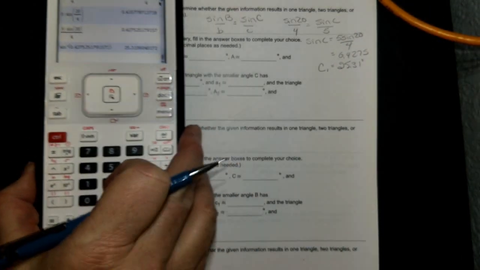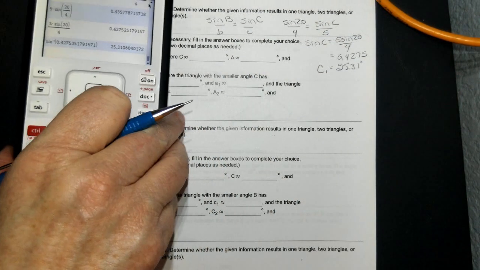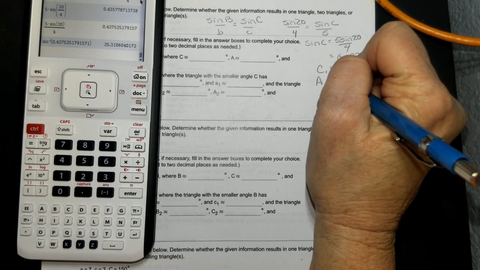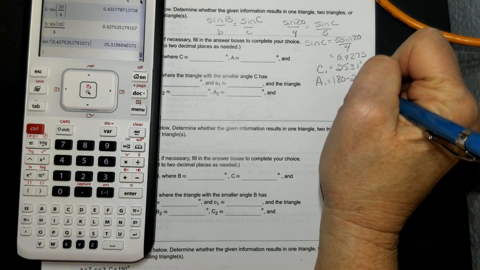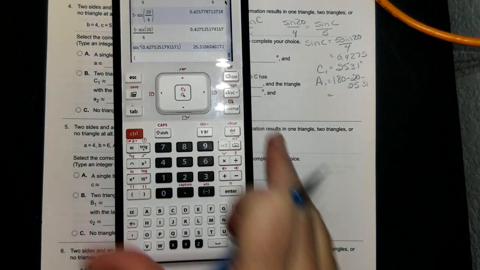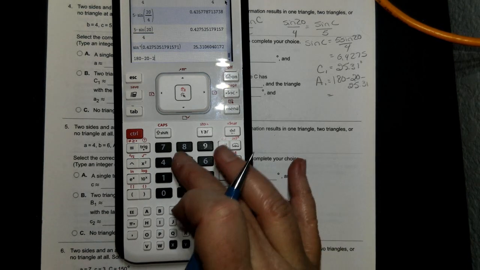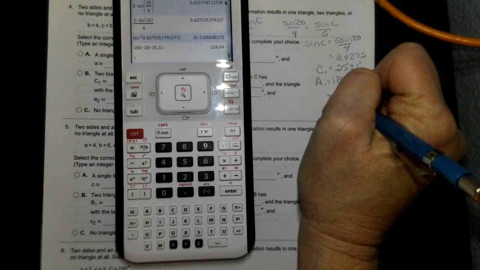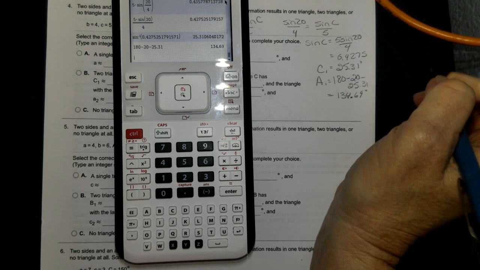So if C is 25.31, we can find A1 by subtracting everything from 180. 180 minus 20 minus 25.31 equals, so let's see, 180 minus 20 minus 25.31. So A1 equals 134.69 degrees. That right there.